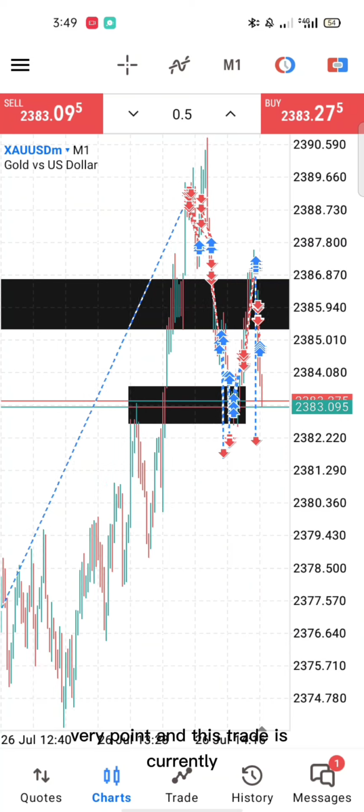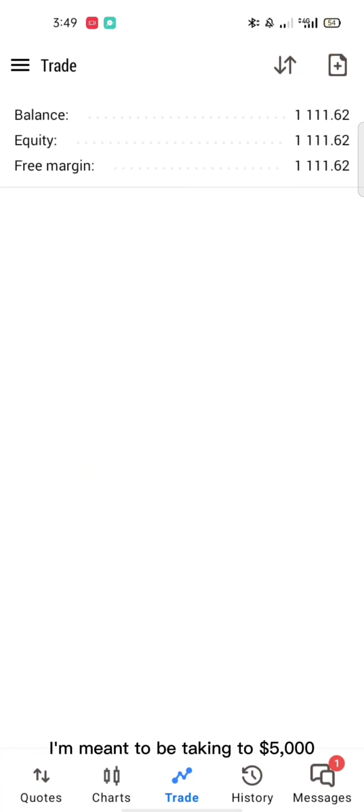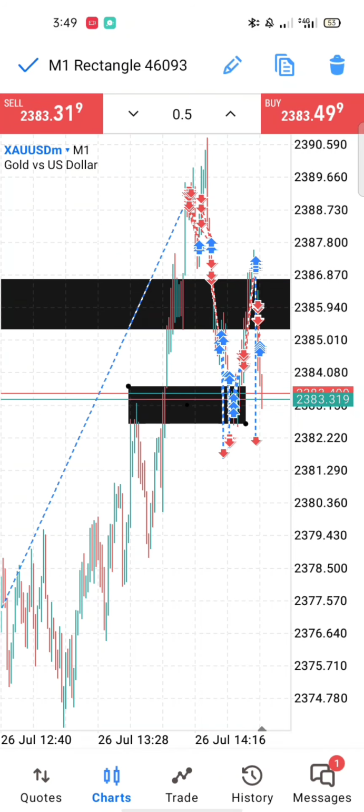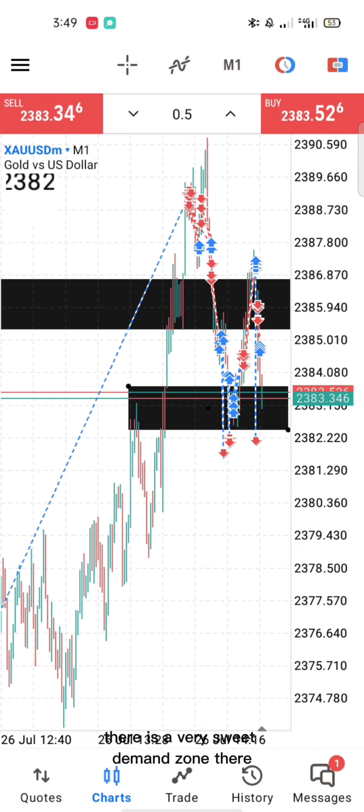And this trade is meant to be taken to $5,000. That's the aim of the very trade to close. But I'm taking my buy entry because from the very point, I told that there's a very big sweet demand zone there. The trade pulled up and we tested.